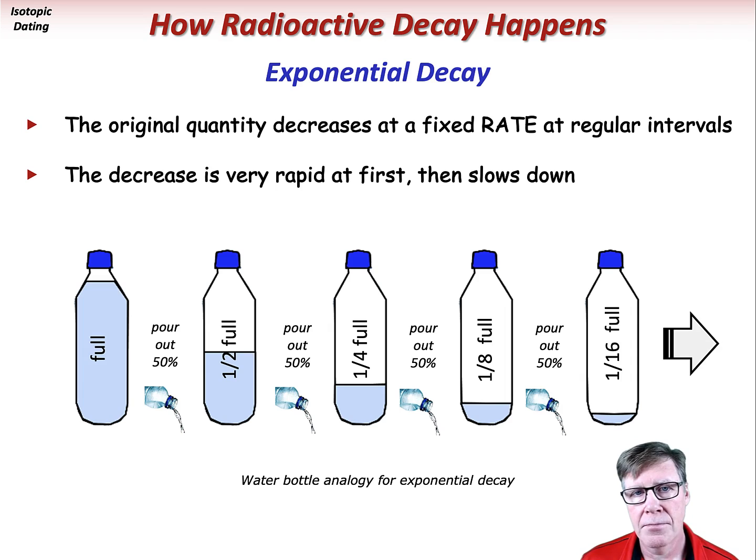Thus, in exponential decay, although the amount of water is quickly reduced, it takes a longer length of time to run out as compared to linear decay. The rate of change is constant, 50% per time interval, but the amount of change is not. It actually decreases with time.